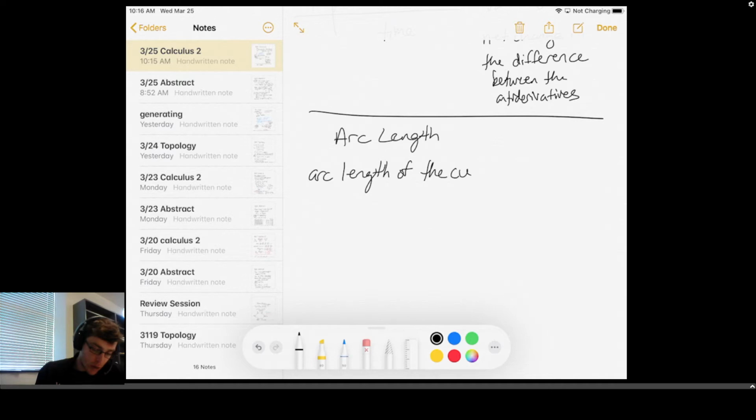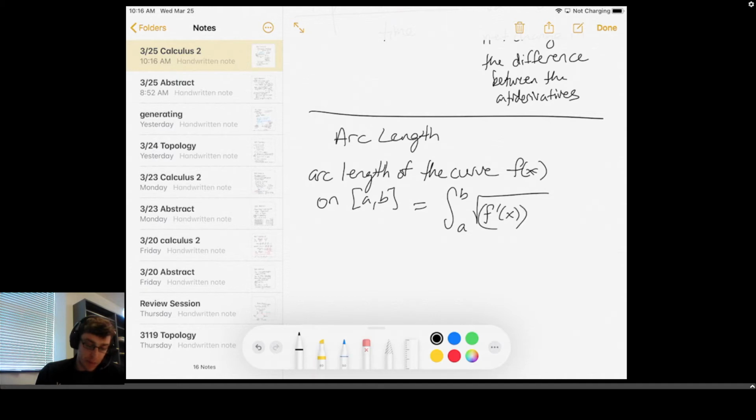So if I want the arc length of the curve given by f on the interval from a to b, then this is equal to the integral from a to b of the square root of, it's not f prime, it's f prime squared. So this is one thing, and this is also, I think, why some people had different answers. Plus 1, that 1 is under the square root, dx.